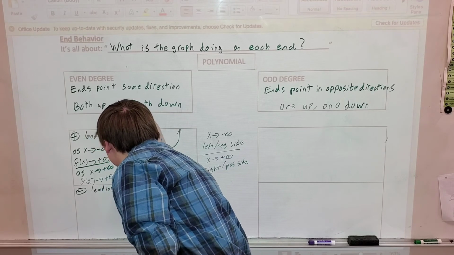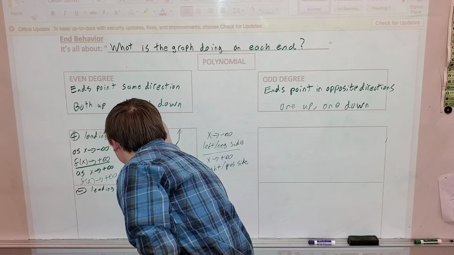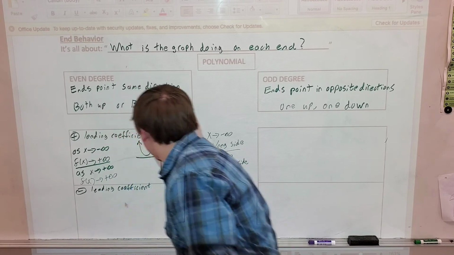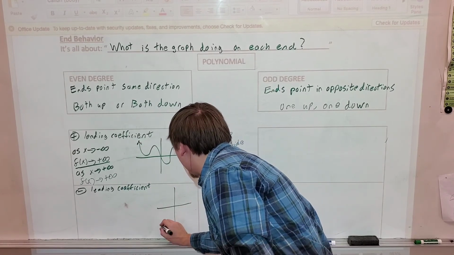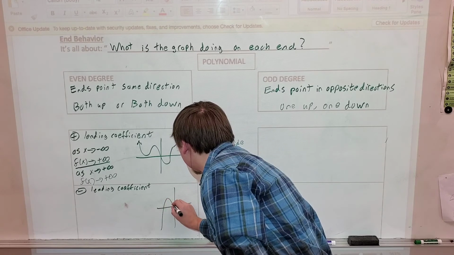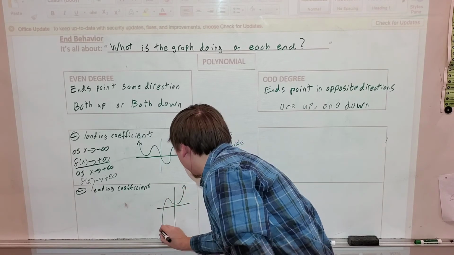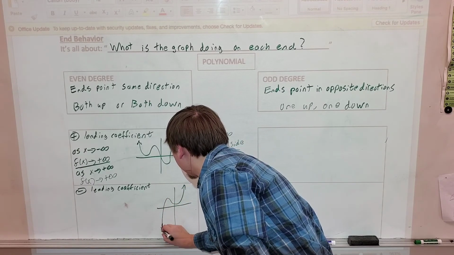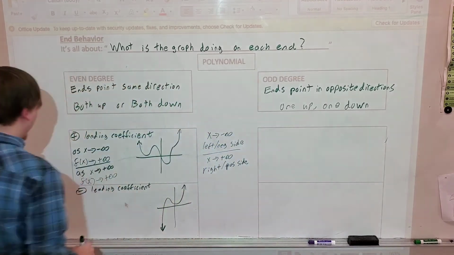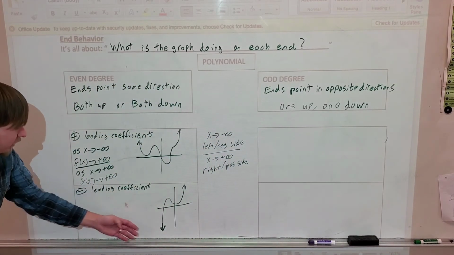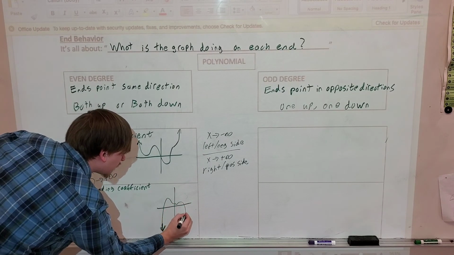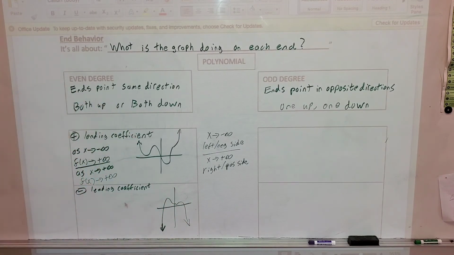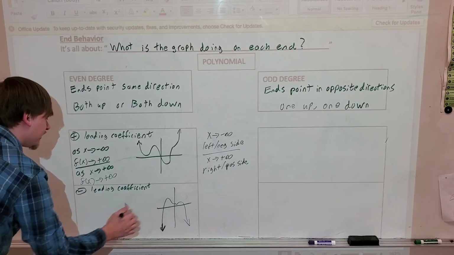So a negative leading coefficient is going to look something more like this. It's going to come up from the bottom. Maybe do something like that. Okay, and so this is what that's going to look like. Oh, nope, sorry. Maybe do something more like that. Okay, so it's going down on both sides.